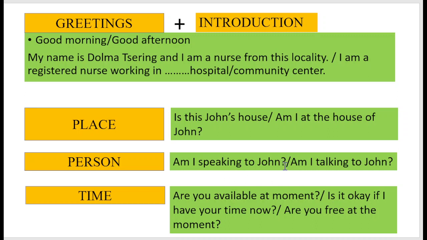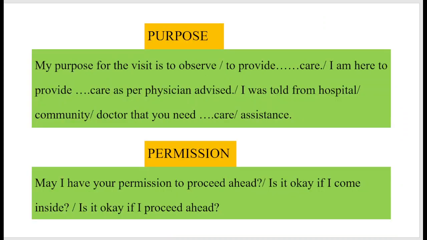Am I speaking to John, in person and place? Is this John's house? Am I at the house of John? You can say any of the questions mentioned here, okay? Now we are finished with the fifth step. Now the last, six and seven, right? Purpose, which is very important.